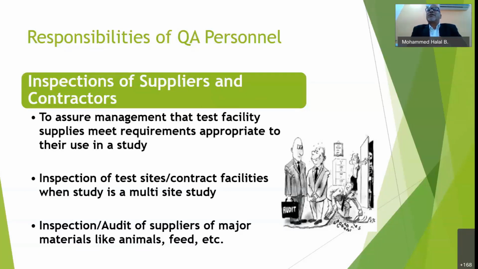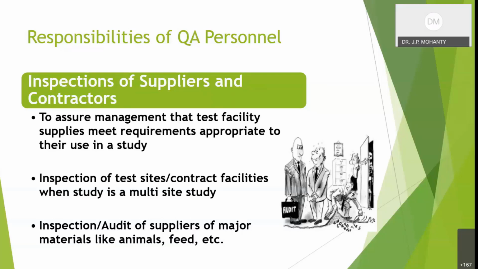Also there is calibration of our equipment. If we outsource calibration to an outside vendor, we have to check whether they have the proper certificate to carry out calibration, whether they are a GLP-certified facility, whether they are trained and certified people. Those things we have to check. It's very critical. This is also part of QA: they have to do vendor audits. This is to assure management that test facility supplies meet requirements appropriate to their use in the study.